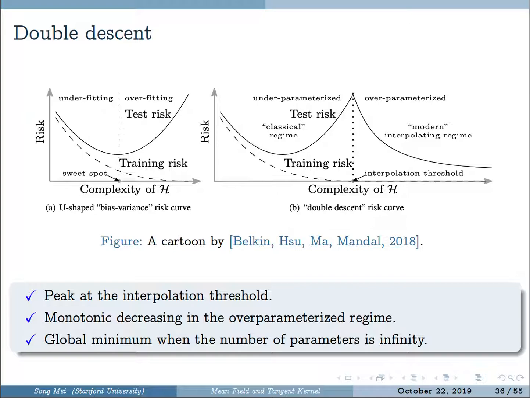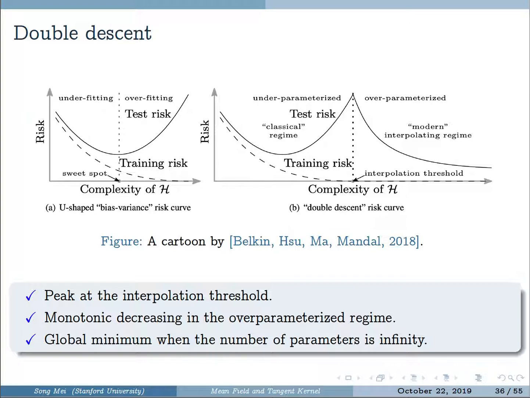But in the experiments on neural networks, people find this double descent phenomenon in the sense that when the model complexity starts to grow at the beginning, it displays a U-shaped curve. But at an interpolation threshold, there is a singularity of the test error. But then, as you increase the model complexity again, you will find the test error is monotonically decreasing in the over-parameterized regime.